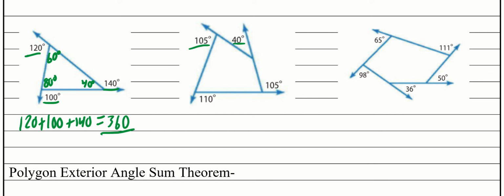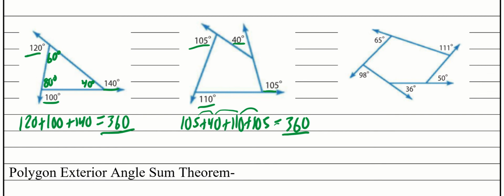So I have 105, 40, 110, and 105 again. So I'll add all those up: 105 plus 40 plus 110 plus 105 here. Same as always, you can type this into your calculator if you want, but just a little mental math practice. 105 plus 40 is going to give me 145. Add another 110, that's going to be 255. And then 255 plus 105 is going to give me 360. So we notice we get that same number again. They add up to 360.